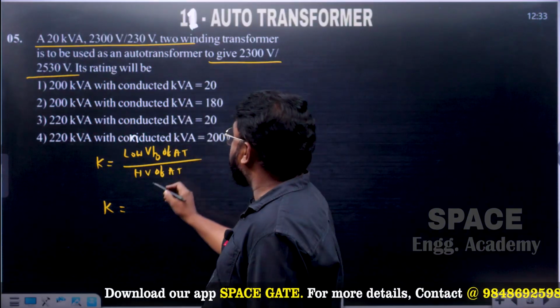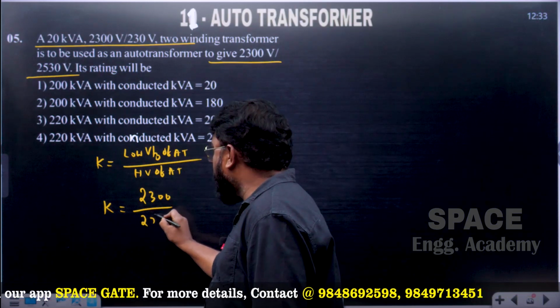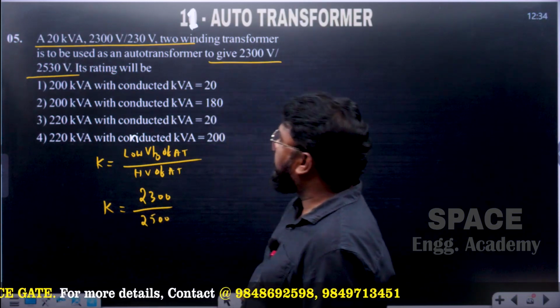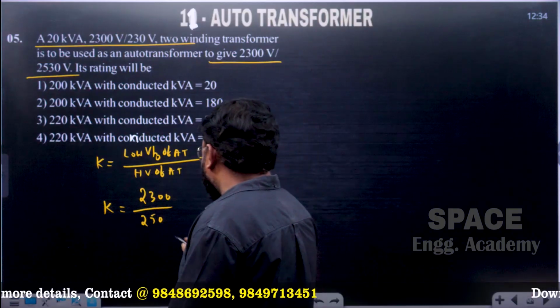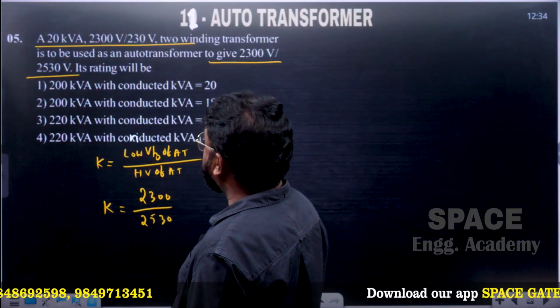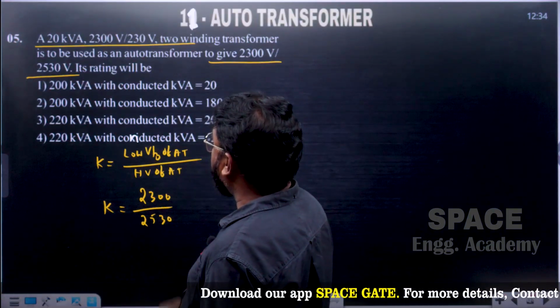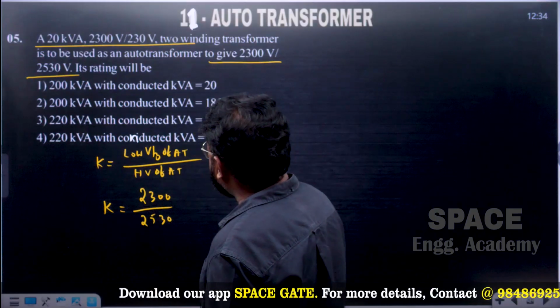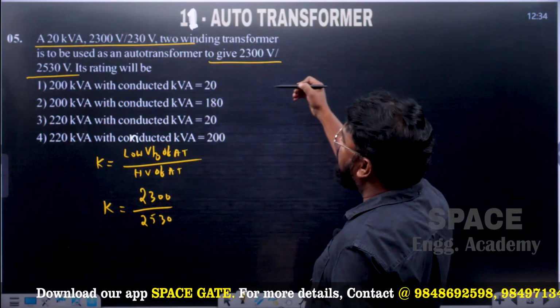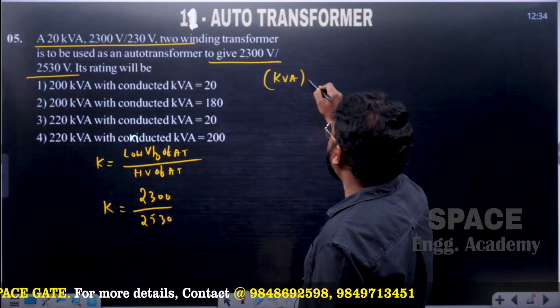The low voltage is 2300 by 2530. So this value is the K value, and just substitute it. Next, we have to find out the kVA rating of the auto transformer.